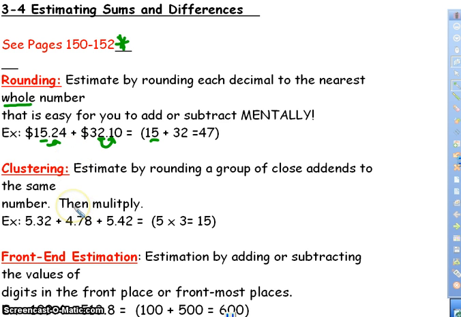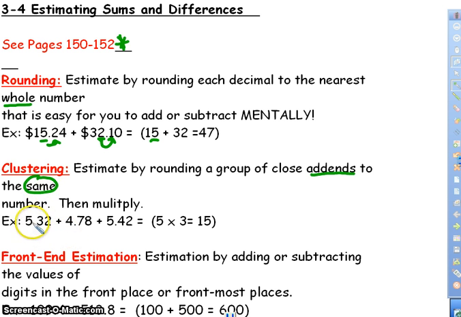When we use clustering, we estimate by rounding a group of close addends, so close numbers that all add together, to the same number. It has to be the same. Then we're going to multiply, and the reason we multiply is because I'm adding numbers that are all the same to one another. It's the same as just multiplying them. And since we're really good at our multiplication facts, it just saves us a step.